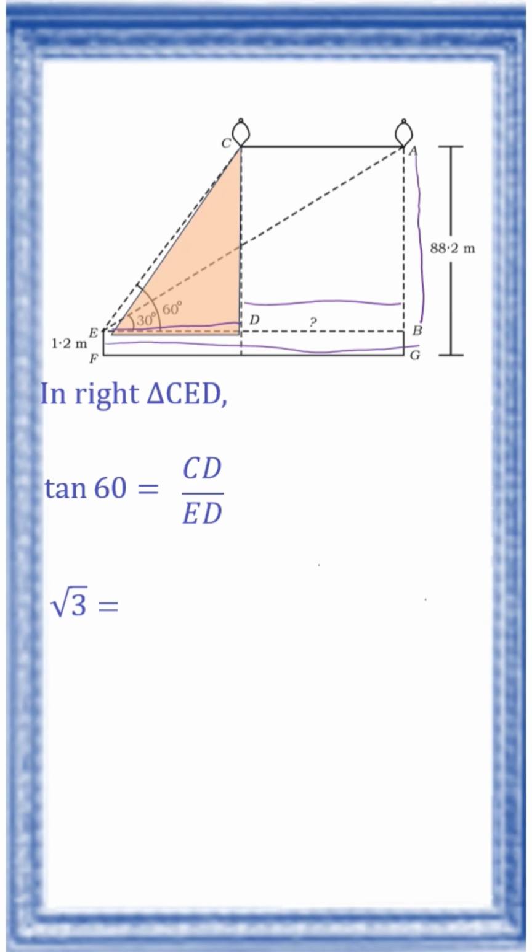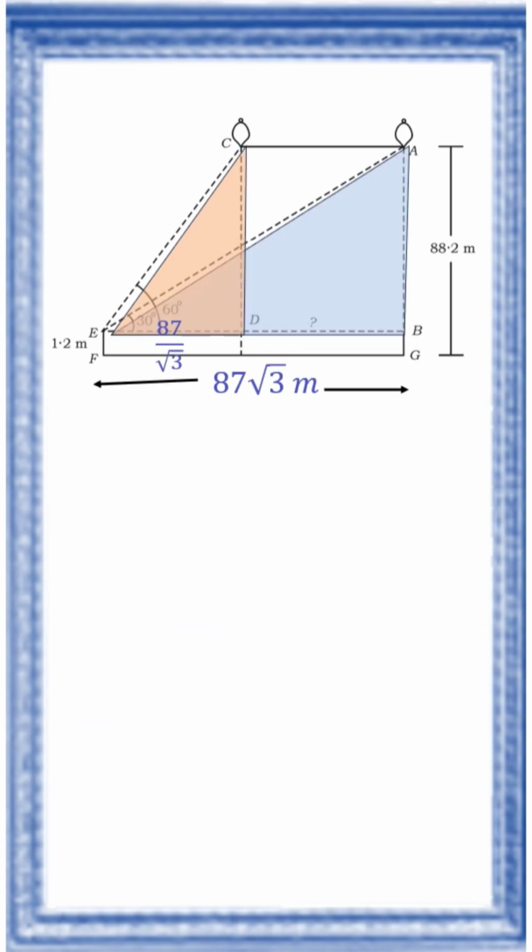So tan 60 is root 3. Instead of CD we can put 87 by ED. So ED is equal to, cross multiply, bring this here, 87 by root 3. So now we have to calculate DB. We have already calculated EB, which is equal to 87 root 3, and ED, which is equal to 87 by root 3. So DB is equal to 87 root 3 minus 87 by root 3.